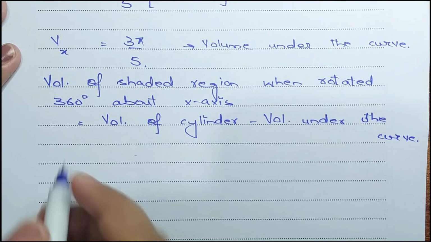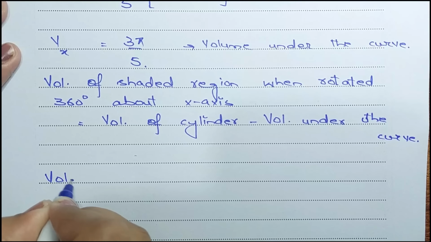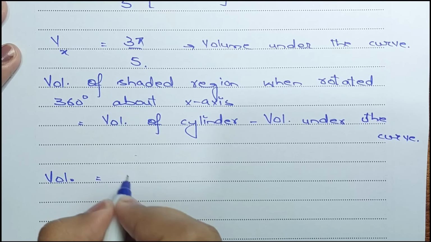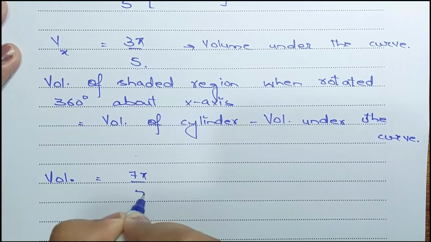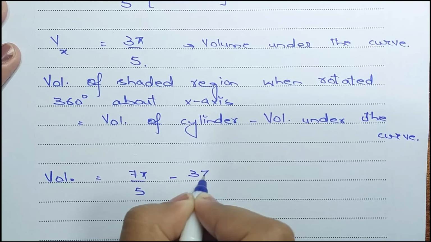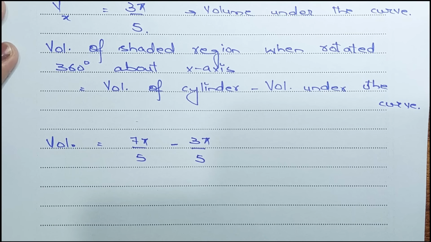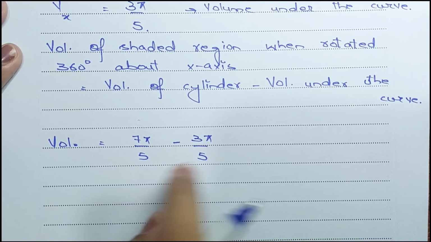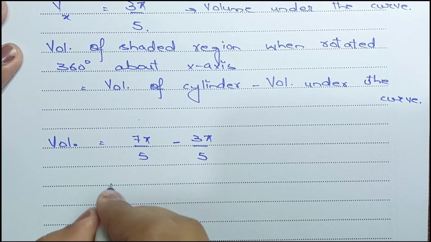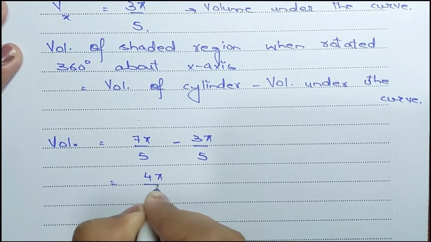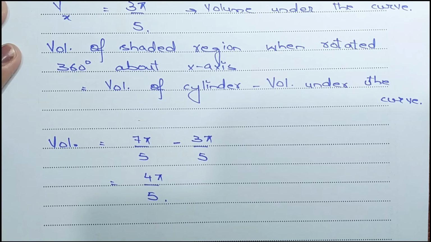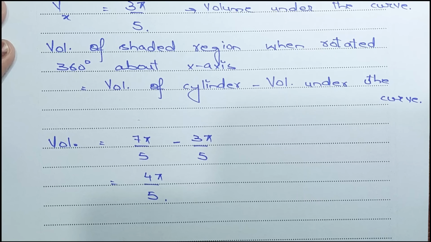All right, so let me solve for the volume. The volume of a cylinder is 7 pi by 5, and minus volume under the curve is 3 pi by 5. The denominator is the same, 7 pi minus 3 pi, this would be 4 pi by 5. That would be the volume of the shaded region when it is rotated 360 degree about x-axis.